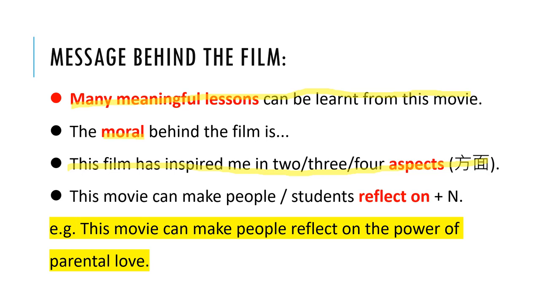And another very useful phrase to use when you're talking about the message or the moral behind the film is the word reflect on. Reflect on means 反省, 反思. So you can say this movie can make people reflect on something. Now, pay attention, you should use a noun, a single noun, no verb, after the word reflect on, because on is a preposition.